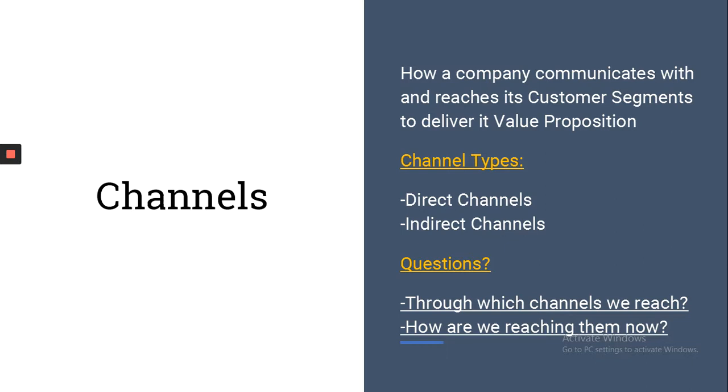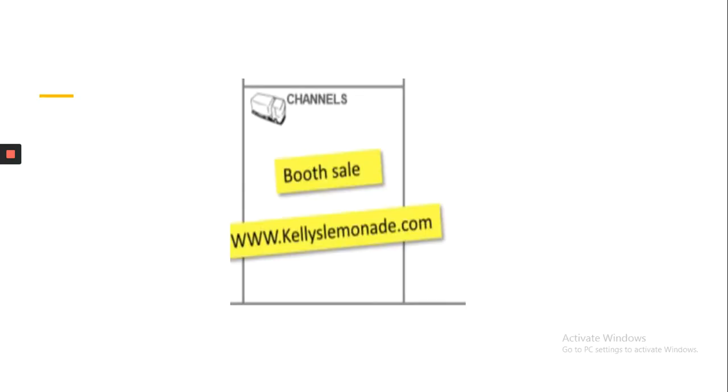Some of the questions that you can ask in this segment are: through which channels should we reach our target customers? Should we reach them directly, or should we use someone else's name and make a partnership with that guy and reach our target customers? How are we reaching them now, right? Is it proving effective, or is it not growing our business? These are some sample questions you should ask yourself while filling this part of the business model canvas.